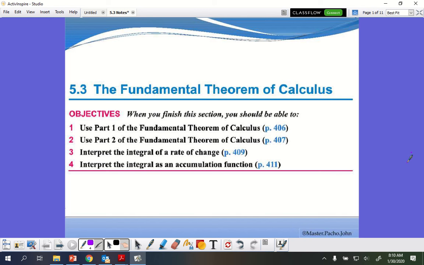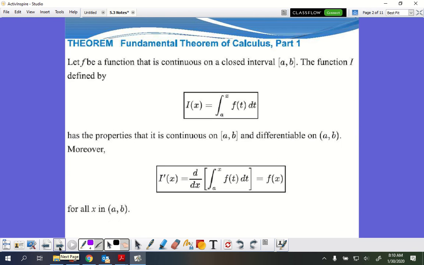Anyway, all right. Fundamental Theorem of Calculus. You will see this often, and it is commonly referred to as FTC 1 or 2. FTC 1 and 2. So, Fundamental Theorem of Calculus, part 1: let f be a function that is continuous on a closed interval.